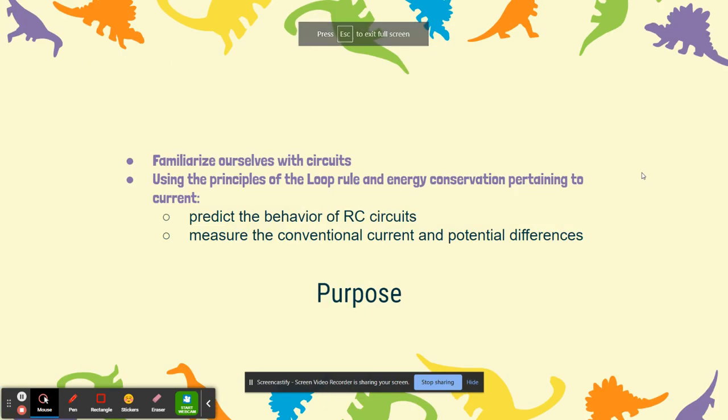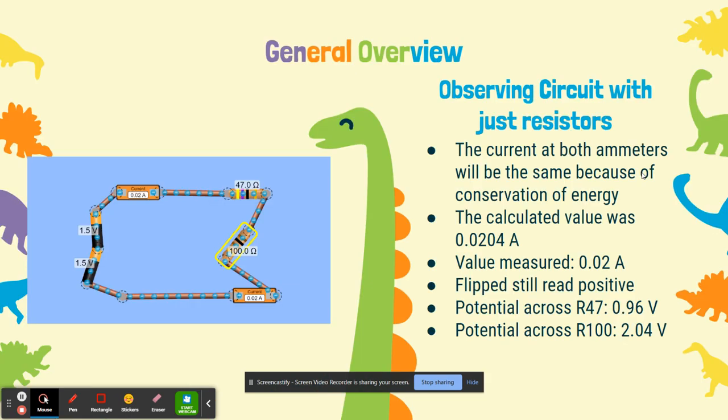Lab 4. So in this lab, we familiarized ourselves with circuits and using principles of the loop rule and energy of conservation. We predicted and observed the behavior of RC circuits along with measuring the conventional current and potential differences across resistors, capacitors, and batteries.